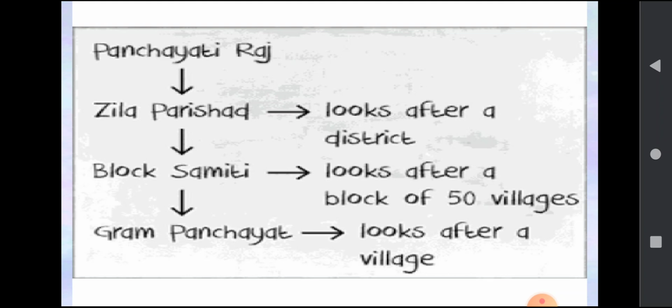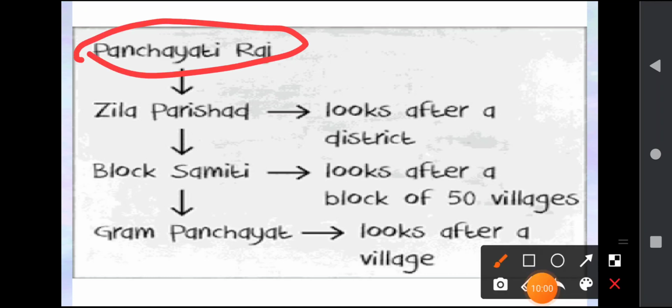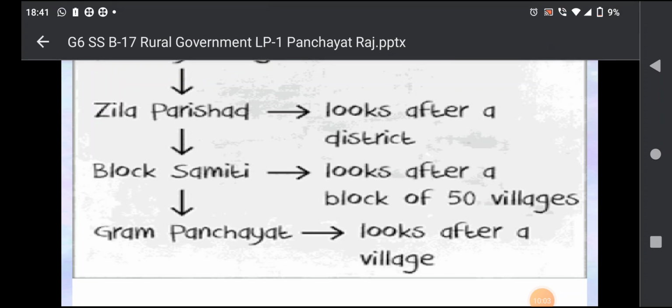So we can say that there are three levels of governing bodies for the rural areas. The highest is the Zilla Parishad, because it handles the problems of all the rural areas of a district. The second level is Block-17, which looks after a block of about 50 villages. And at the lowest level is Gram Panchayat, which is for only one village, and together they are called the Panchayat Raj. Okay, together they are all known as Panchayat Raj.